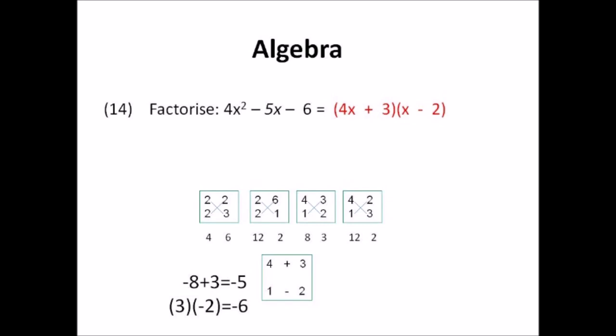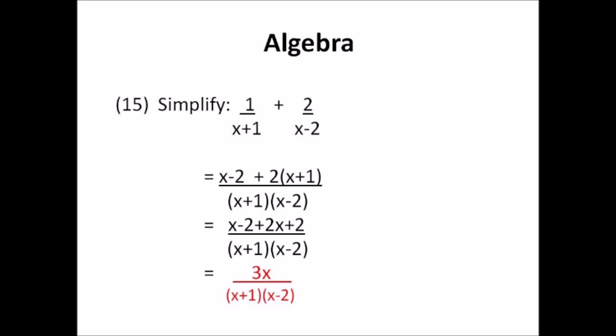And number 15, algebra. You have the algebraic fraction, and the LCM is x plus 1 times x minus 2, which worked out to be 3x over x plus 1, x minus 2. Or you can work out the bottom, x plus 1 times x minus 2, and put that on the bottom of the 3x, it'd be the same thing. But you can leave it like that, and that would be sufficient, because nothing else can cancel.